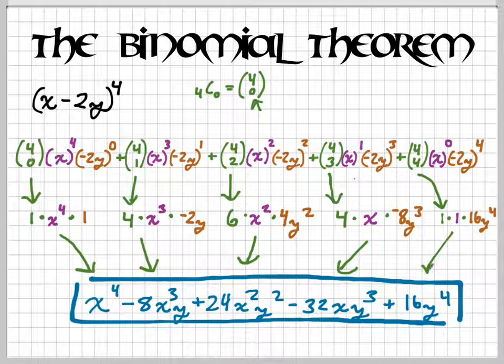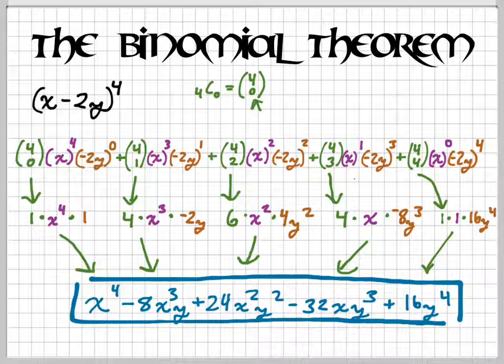And then we have the last one. 4 choose 4 is just 1. X raised to the 0 power is 1. And then you have negative 2y raised to the 4th power, and that gives you 16y to the 4th. And so we get the same polynomial right here, but using something called the binomial theorem. Okay, this is binomial expansion.